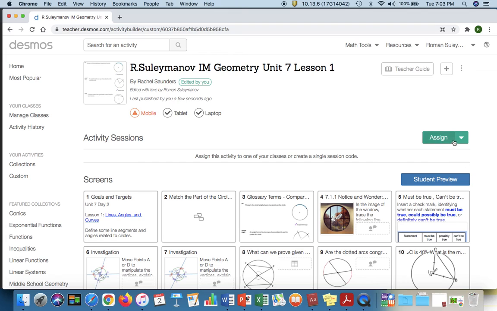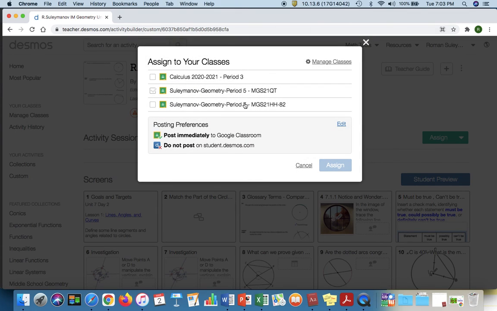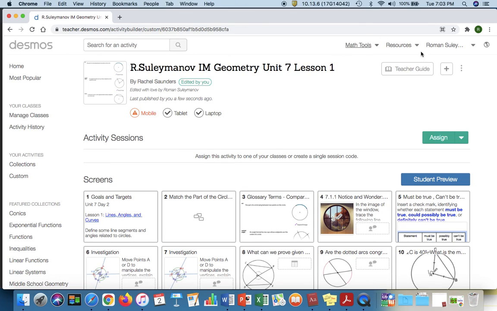Also, here we see the assign button. If I click assign to your classes, linking your Google Classroom is one click, and then you could just click the classes you want it to go to, and it'll post automatically to your classes, which is very nice as well. So this was on Unit 7, Lesson 1, Lines, Angles, and Curves.